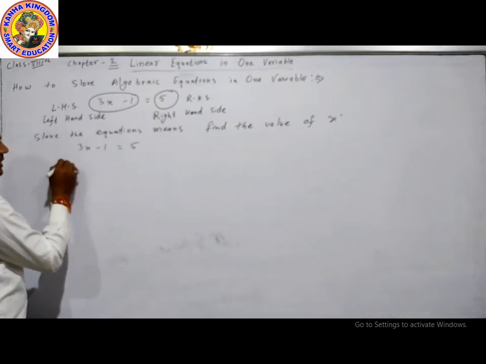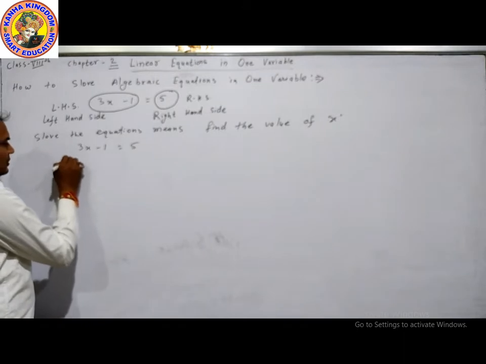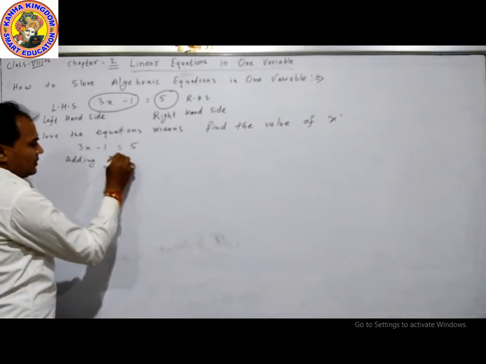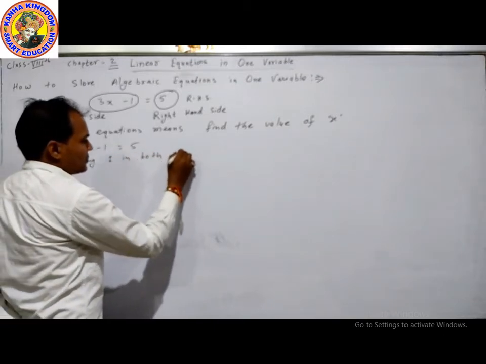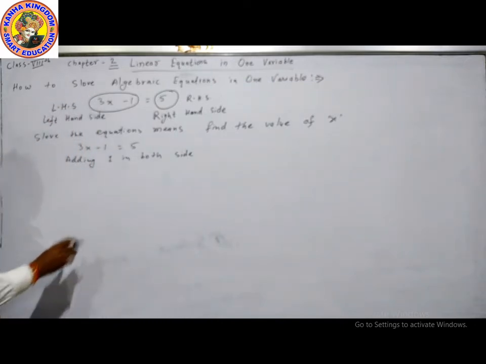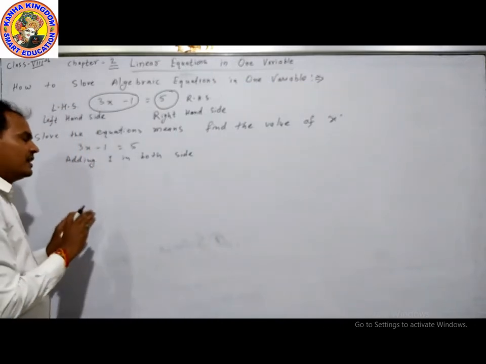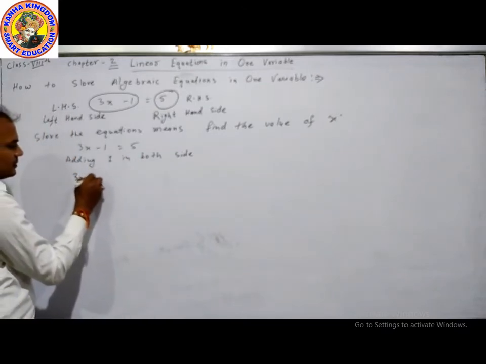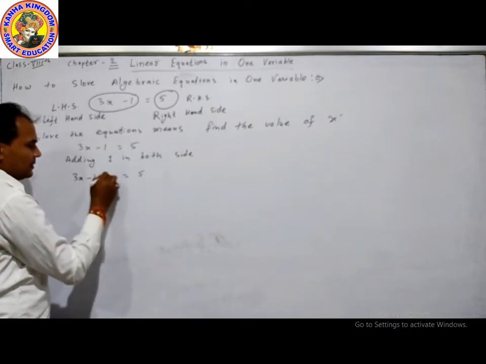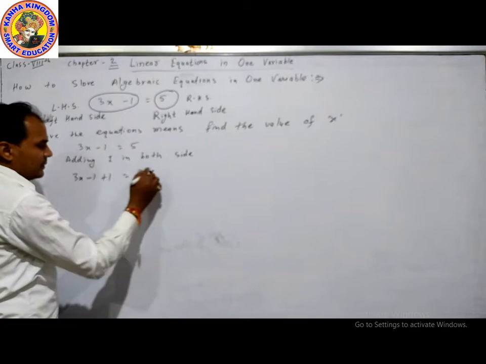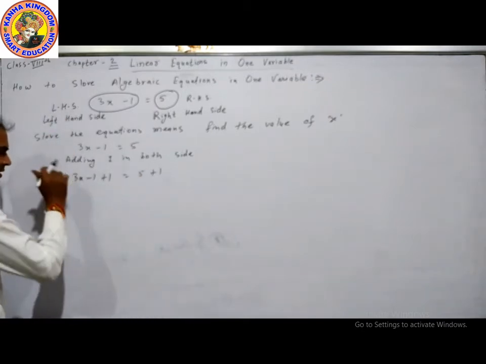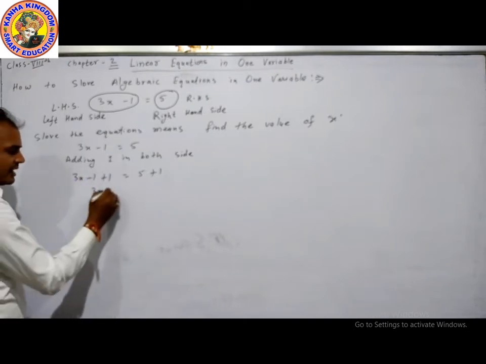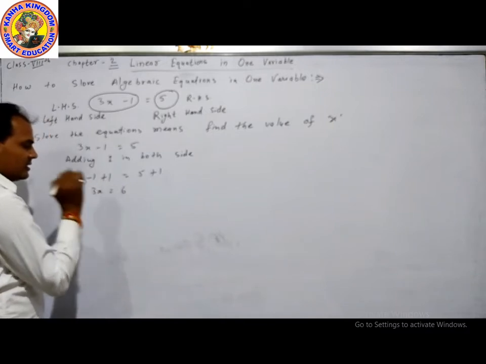First of all, we write adding 1 in both sides. When we add 1 in both sides, we are in balance position. Add 1, add 1. 3x minus 1 is equal to 5. In left hand side we add 1, in right hand side we add 1. Plus 1 minus 1 is 0, then remaining is 3x. 5 plus 1 is 6.